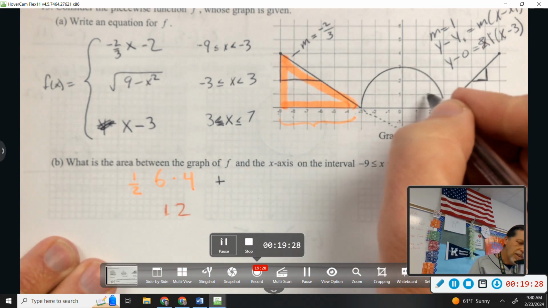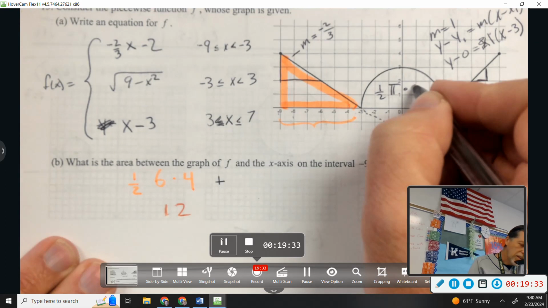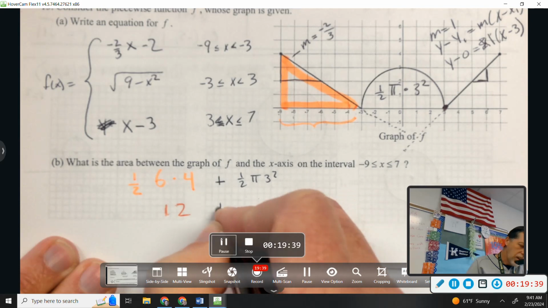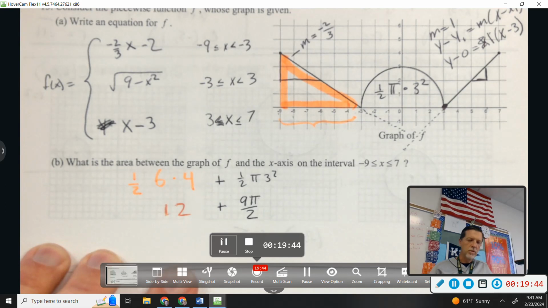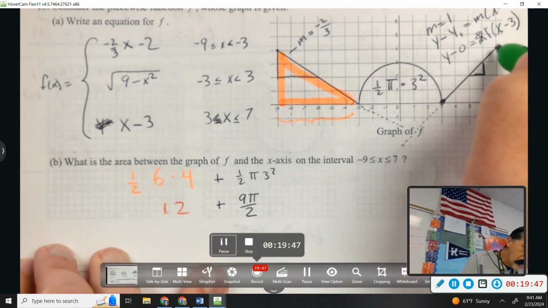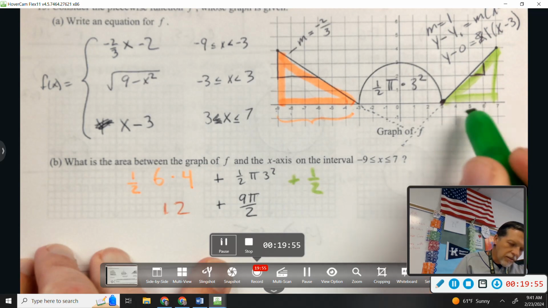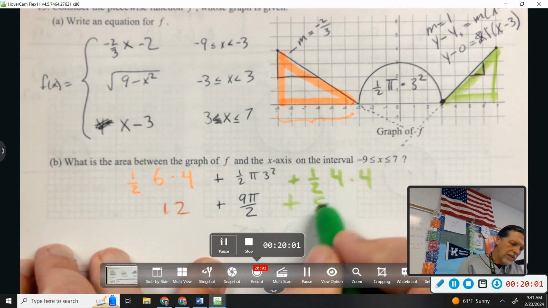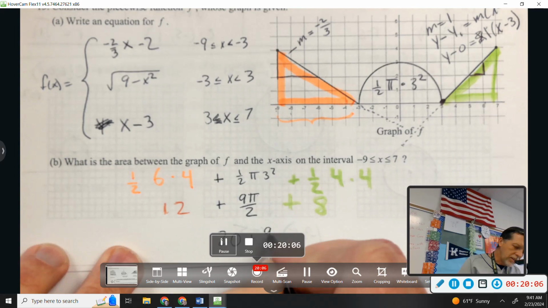Plus, that's half a circle, so 1/2 pi times 3 squared. So 9 pi over 2 for my circle, or my half a circle, I guess. And then my last triangle, another 1/2 base times height. 1/2, 4 times 4 is 8. And so if I add them all up, I get 20 plus 9 pi over 2.